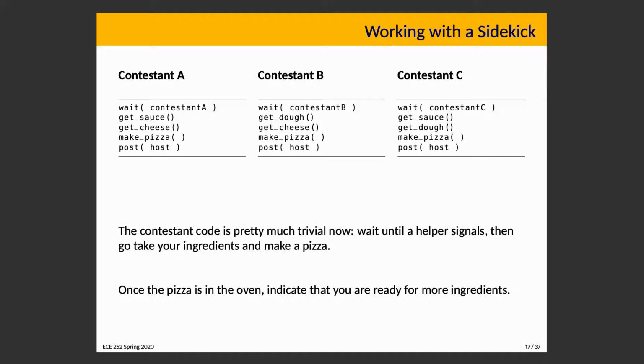Contestant code is very straightforward. If you're a contestant, you wait until you're called, you go up, you get what you need, you make a pizza, and then when the pizza's in the oven, you can signal to the host saying, yeah, we can put out some more ingredients, and that is what the host will do. So, contestant B, same thing. Wait until they're signaled, get their ingredients, wait for contestant C on its semaphore, and then that contestant will get what it needs, and there really isn't very much to add to that.